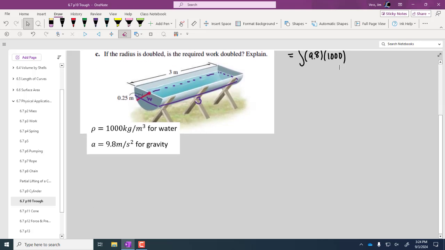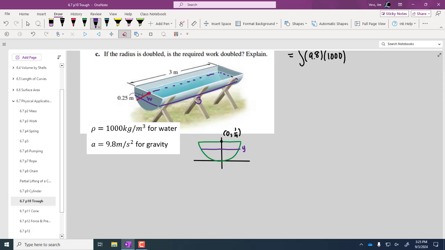So if we draw a picture of the face of this, so if we think about the front of the trough, let's draw it semicircle like that. And then I'm taking a representative cross section right there. The radius of this trough is a quarter. So this point up here is 0, 1 quarter. And that cross section right there is at a random y. So how far is that cross section of water going to travel? 3 minus y. Close. Y minus 4. Where's the 3 coming from?